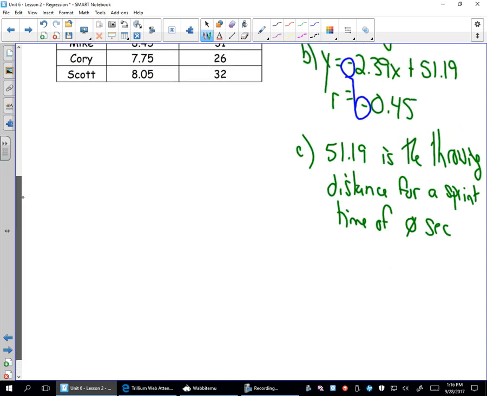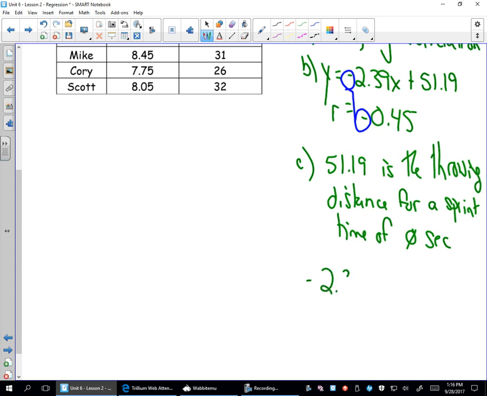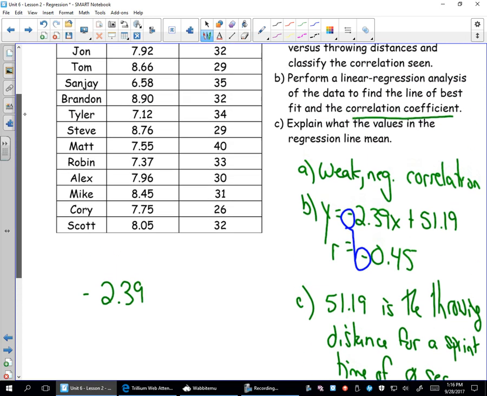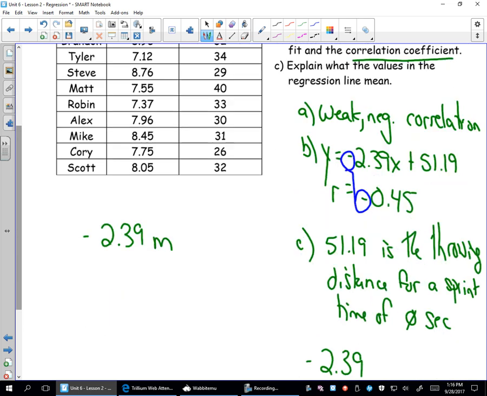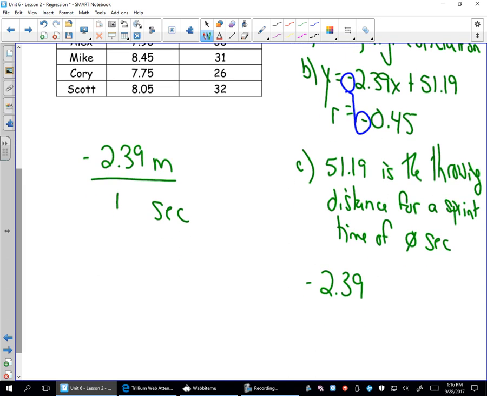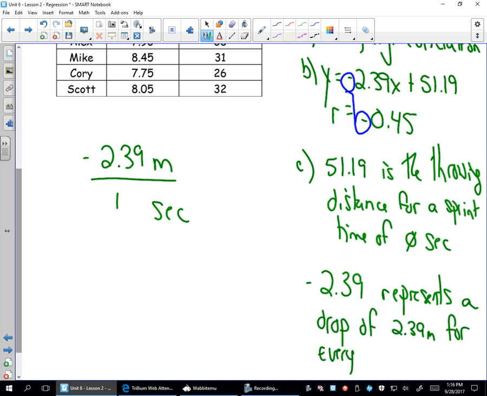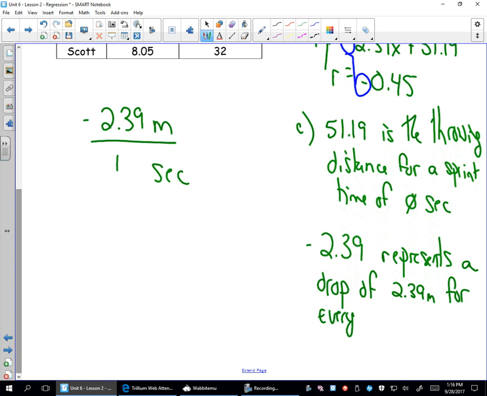The one that really is, however, is the other one. A negative 2.39, which is really the slope number. So remember our slope was calculated by a rise over a run. In other words, our meters divided by seconds. And in particular, this is 1 second. So negative 2.39 represents a drop of 2.39 meters for every additional second. 1 second of running time.